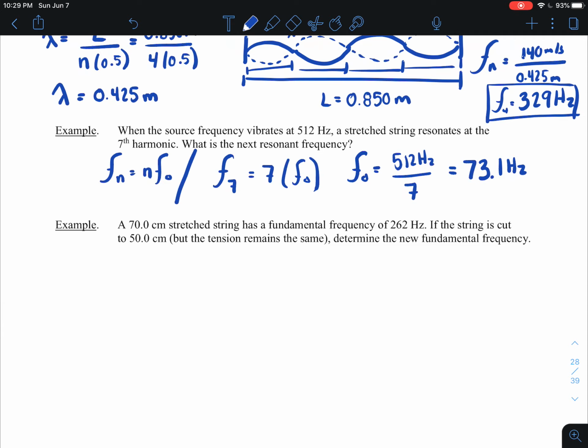Well, the next resonant would then be the 8th harmonic. So therefore, if I want to solve for the 8th harmonic, we say the frequency of the 8th must be equal to 8 times the fundamental, which in this case was 73.1. So if I go 8 times 73.1 hertz, I end up getting the frequency for the 8th to be 585 hertz.